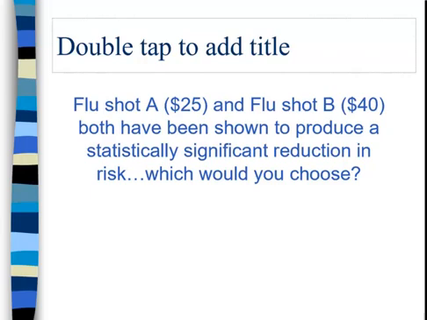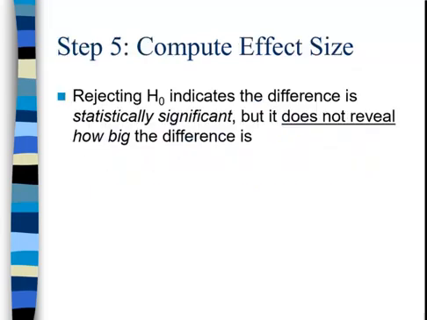Now, let's assume that we ran hypothesis testing on both of these flu shots, right? And we found in both instances you can reject the null hypothesis. So whether you get flu shot A or whether you get flu shot B, they reduce flu rates compared to not getting a flu shot, right? So they both work, right? Flu shot A is $25. Flu shot B is $40. Which one would you pick? Well, most students say flu shot A.